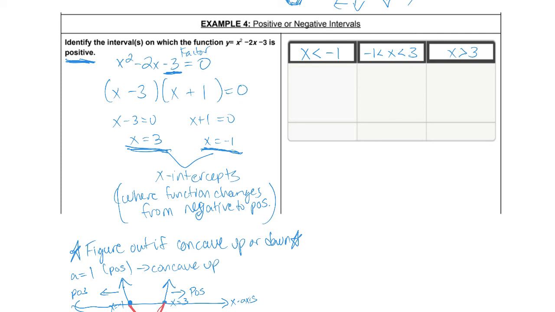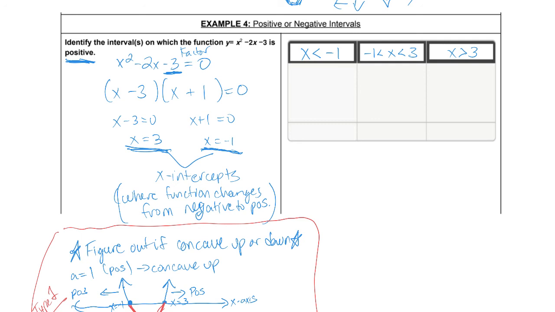Okay, so there are two ways to solve this. You can solve it this way, so this is type 1. Or we can test points that are less than -1. If we get a positive solution, then it's positive. If we get a negative solution, it's negative. So I'll go through both ways.